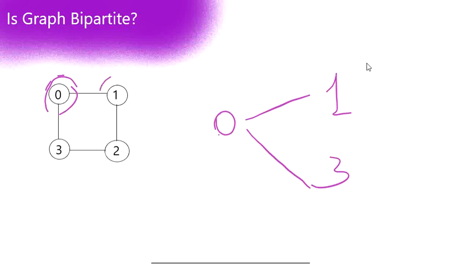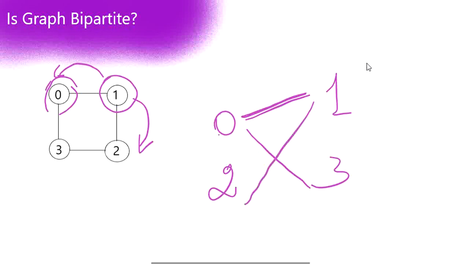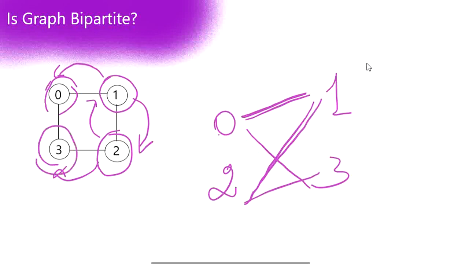Now let's traverse node 1. Node 1 is connected to node 0 and node 2. In this case, 0 is already connected and it is also connected with 2. So let's write 2 here. Moving on to node 2, node 2 is connected with node 1 and node 3. And finally node 3 is connected with 0 and 2.